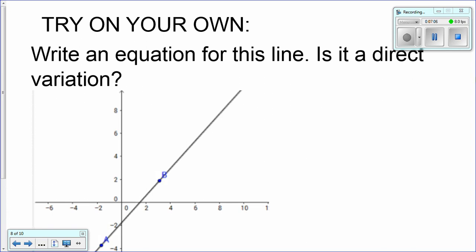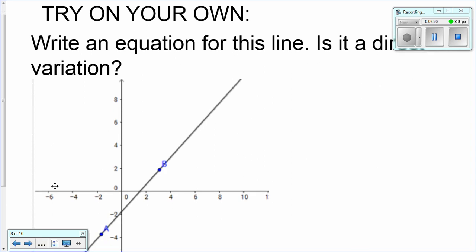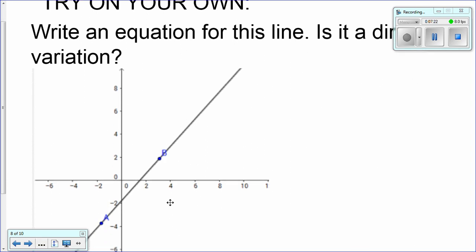So this one, you're going to write an equation for the line. So you want to go ahead and figure out, you can pick either of these points, find the k, and get the equation. Or you can do slope-intercept form. Okay, when in doubt, you can do slope-intercept form. All right, so go ahead and try this one on your own.